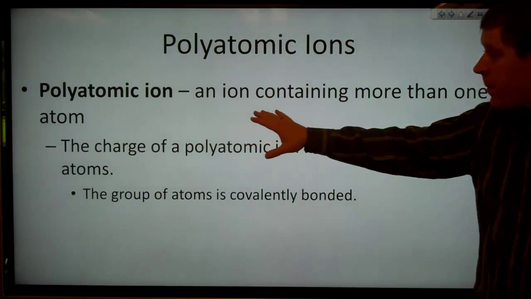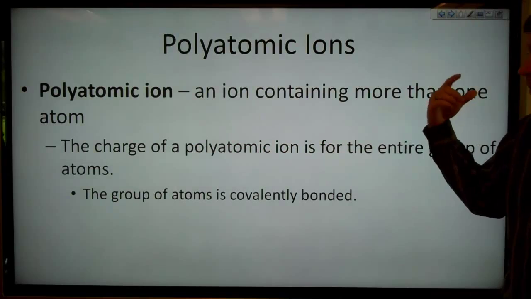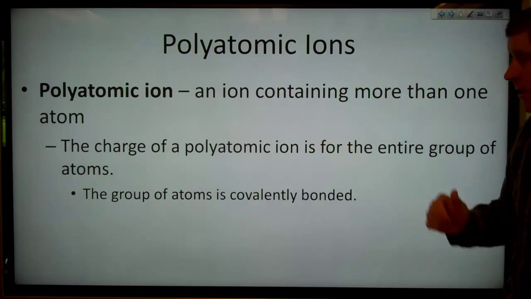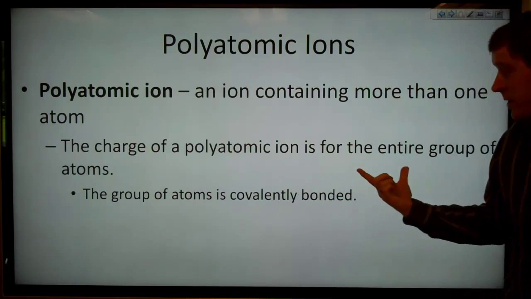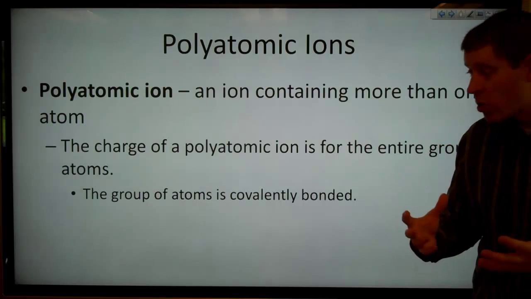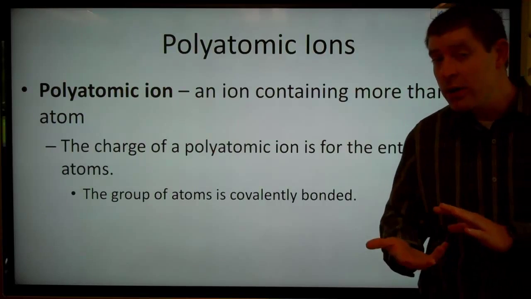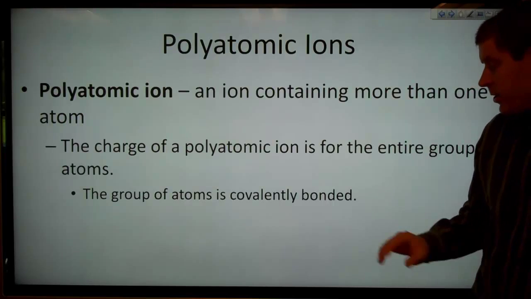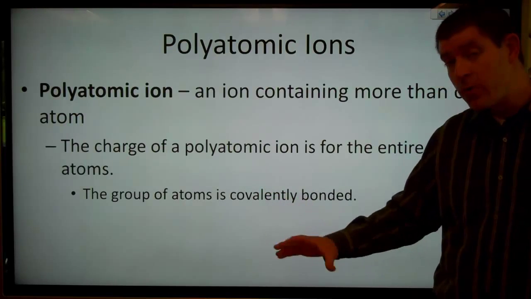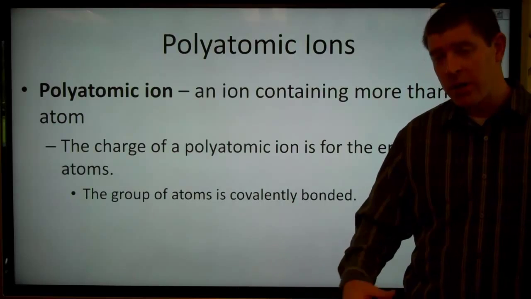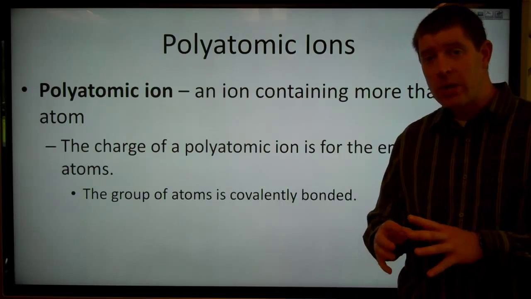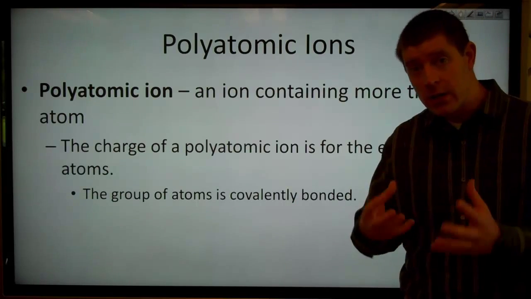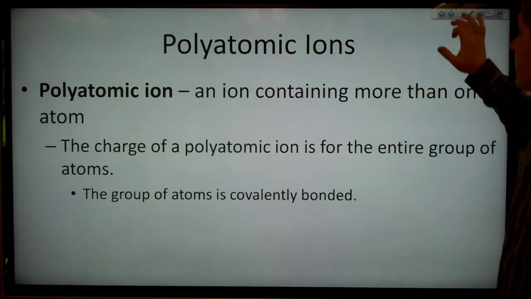So a polyatomic ion is an ion containing more than one atom. We've already talked about this a little bit. The charge of a polyatomic ion is for the entire group of atoms. It's not on any one particular atom, or it may not be on any one particular atom. The group of atoms is covalently bonded together, but it's not a molecule because it has a charge on it. So it's a polyatomic ion.